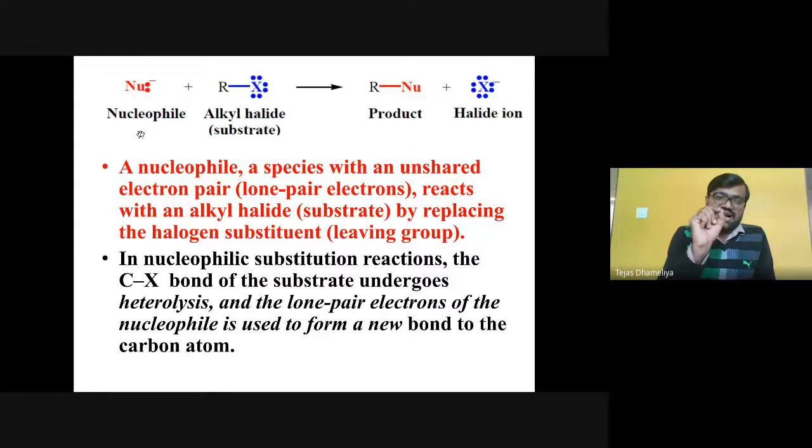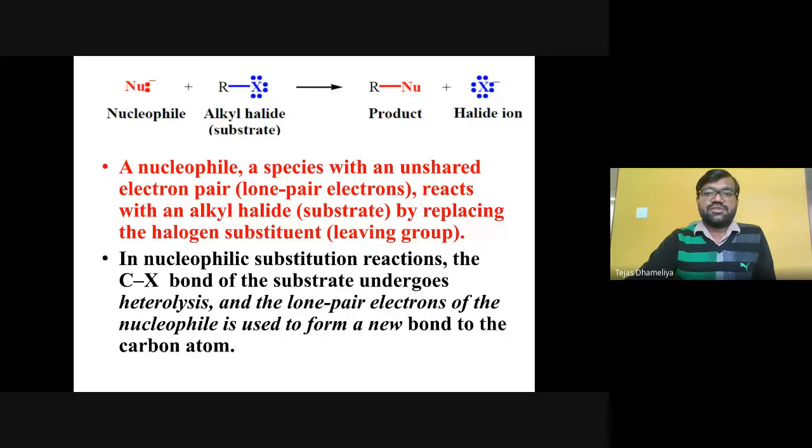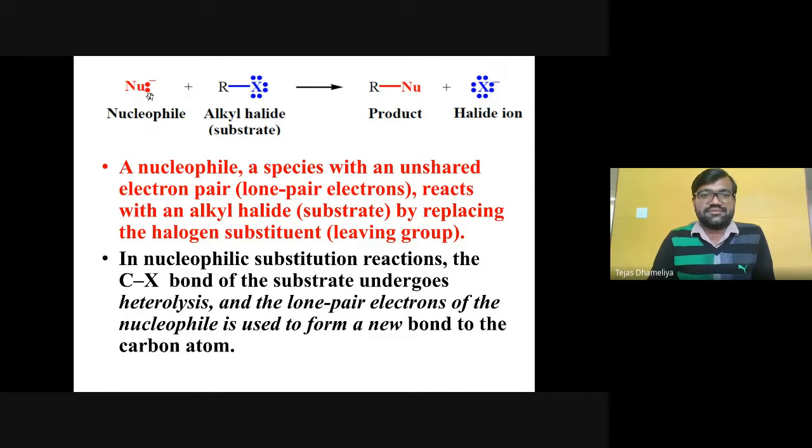The charge of the nucleus is positive because the nucleus contains protons and that proton is positively charged. So that's why such positively charged species always remain attracted towards the negative charge. So that is why they are generally called nucleophile.